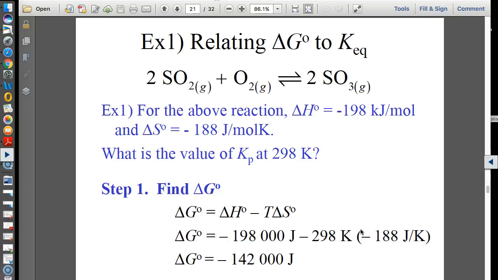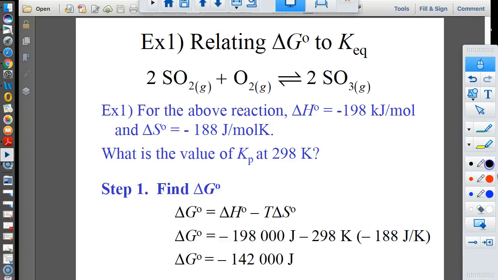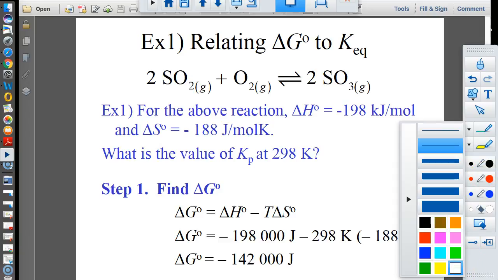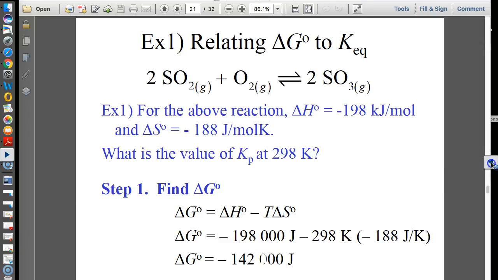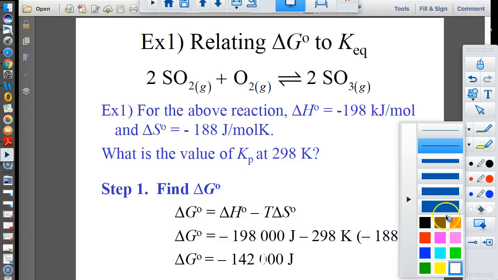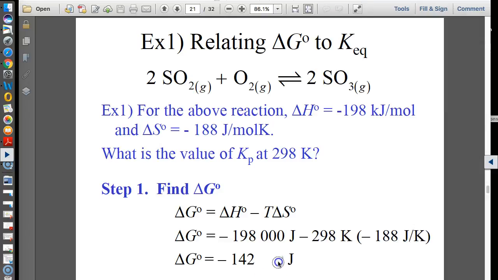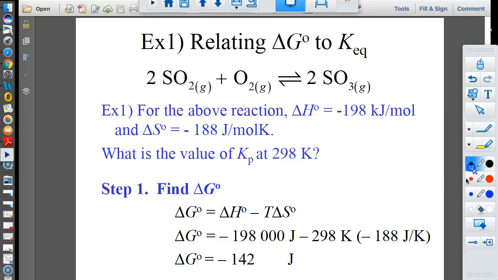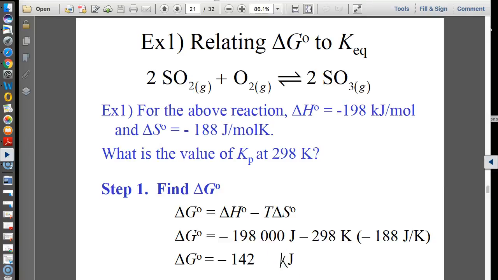So your Gibbs free energy that you should have gotten, if you have it in kilojoules, which you should have, because that's the typical unit for Gibbs free energy, should have been negative 142 kilojoules. Did you get that? And that's per mole. How you feeling? Did you get that? Yes. Yeah, you did your lab.